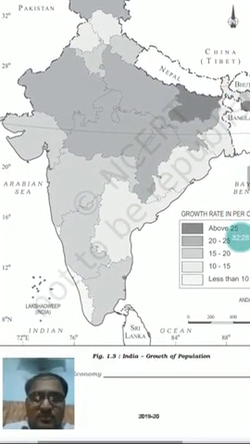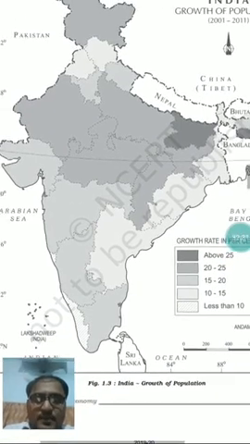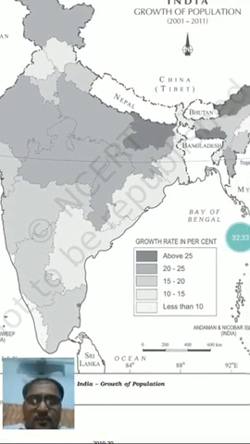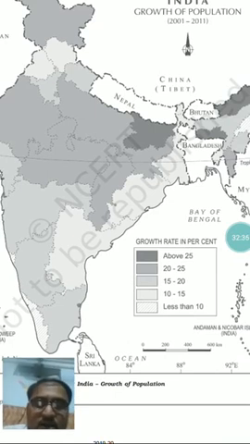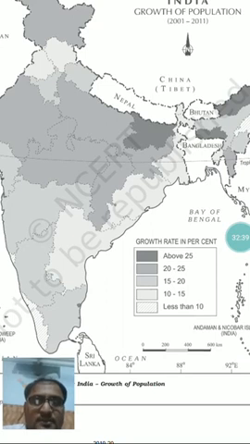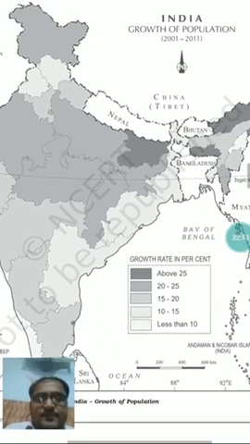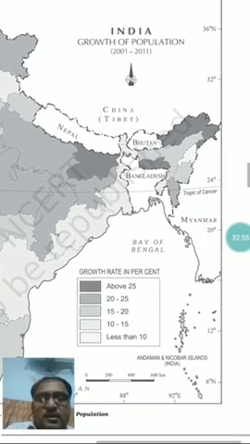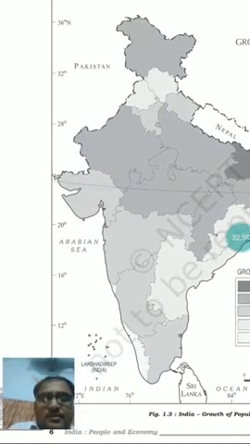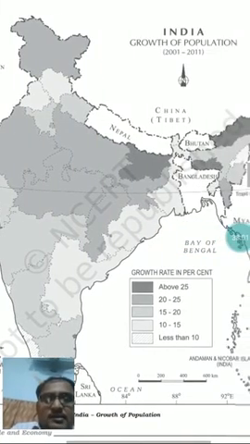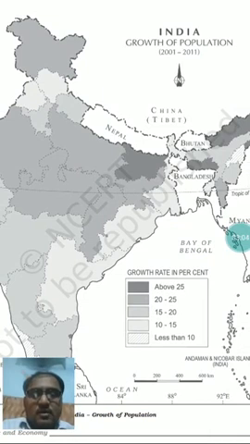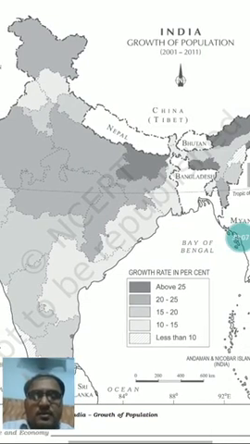Here a map is also there, growth rate of population. Here you can see that the darker part is where the rate of growth of population is above 25%, then semi darker, then a little bit less dark, then comparatively whiter, and then crisscross whiter, less than 10. So Bihar, Arunachal and Meghalaya have a population growth rate on the higher side, that is above 25% or more.